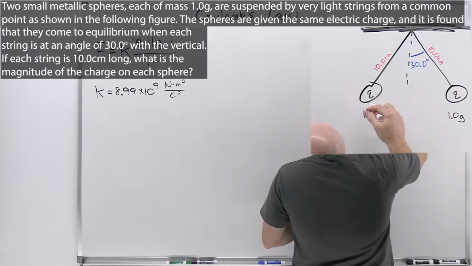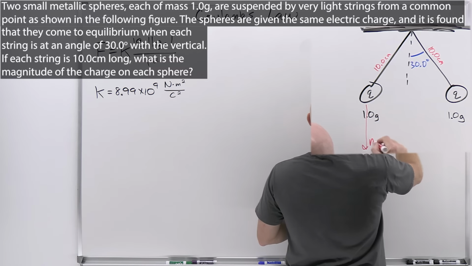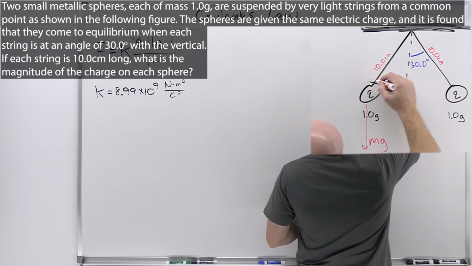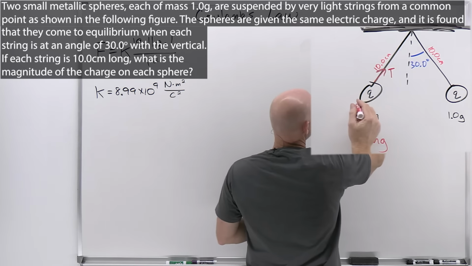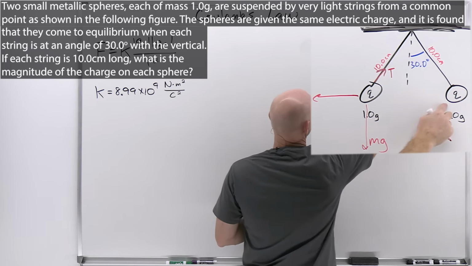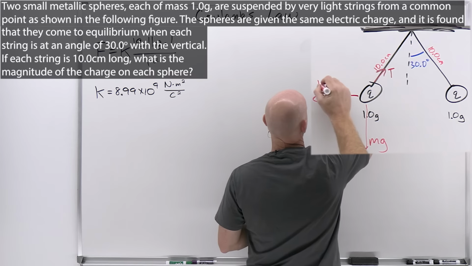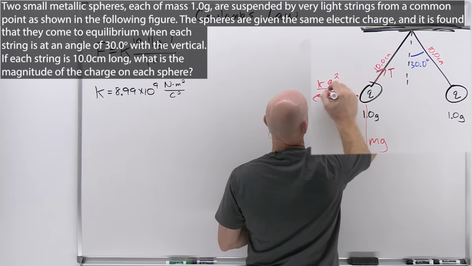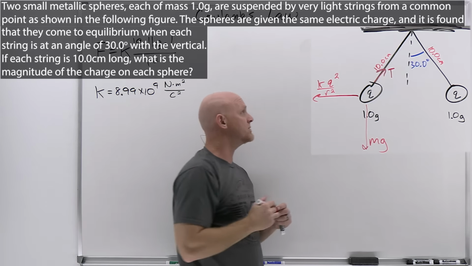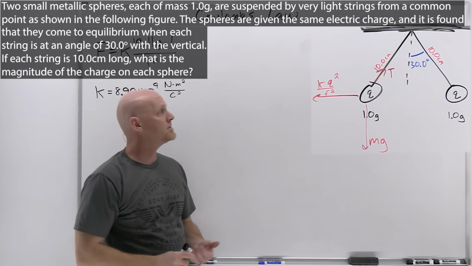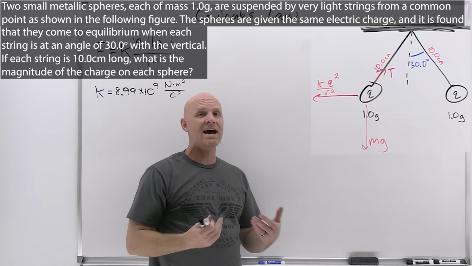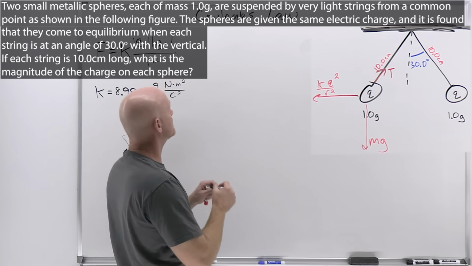And so in this case, we have the weight pointing down, and that's mg. We have a tension pointing up the string here, I'll call T, and then a repulsive force pointing to the left away from the other charge, which would be kQ squared over r squared, the Coulombic force. All right, so we can definitely see this is a two-dimensional problem. So we've got components of different forces in the x and y directions. So we'll have to break this up a little bit.